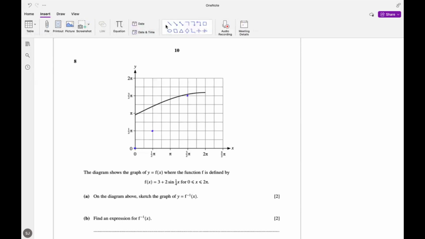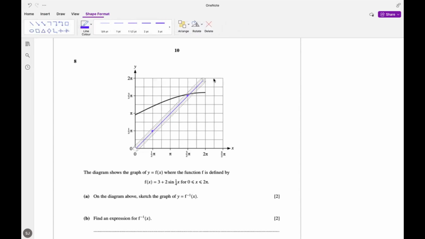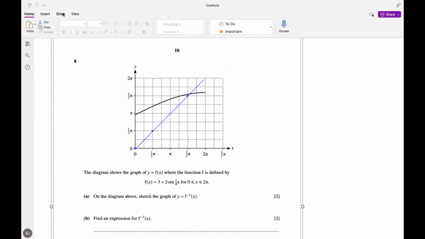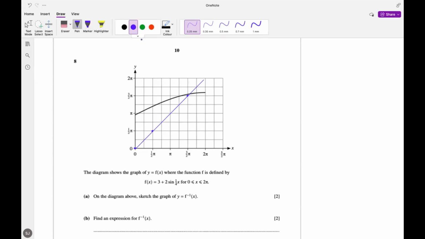So we'll make a line joining these 3 points. This will be the line of reflection through which y equals f of x will be reflected onto y equals f inverse of x.